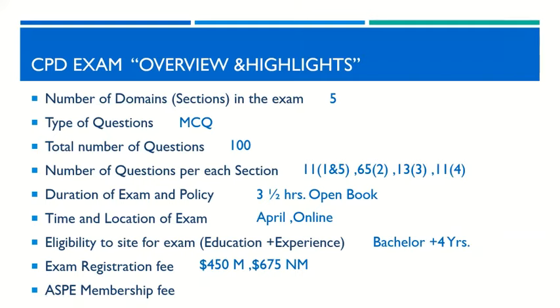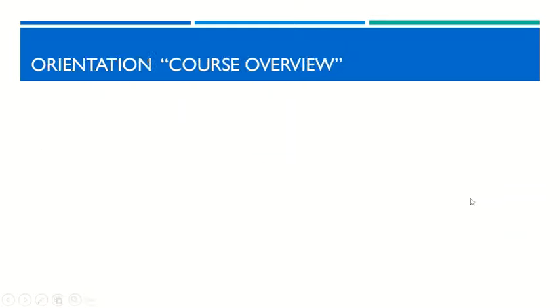Who is eligible to sit for the exam? You should have a bachelor's degree plus 4 years of experience. The exam fee is $450 if you are a member of ASPE, or $675 for non-members. The membership fee is $190 for the regular, ordinary membership, and $30 for students.